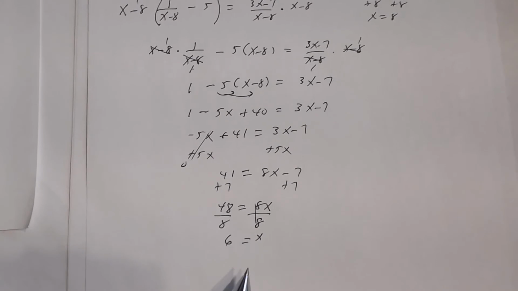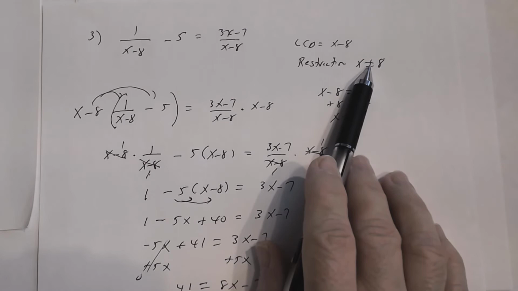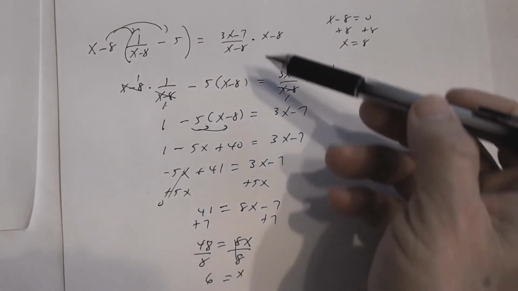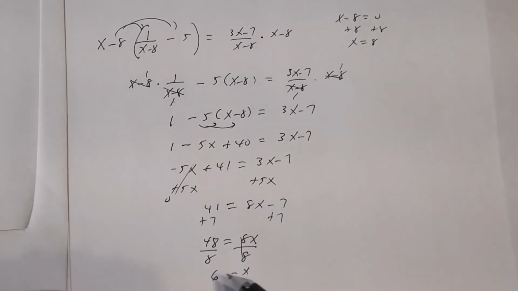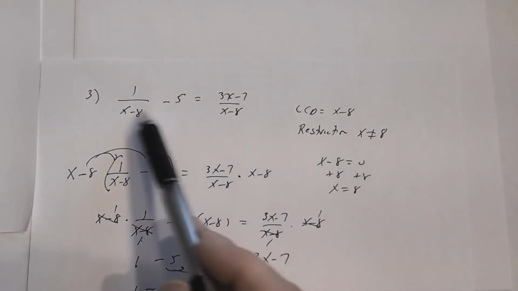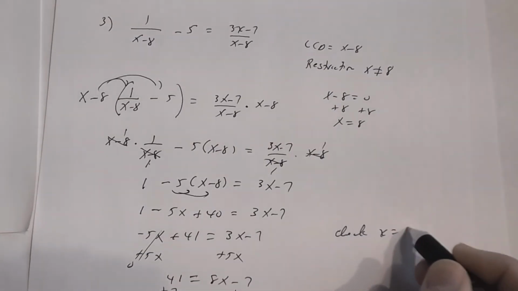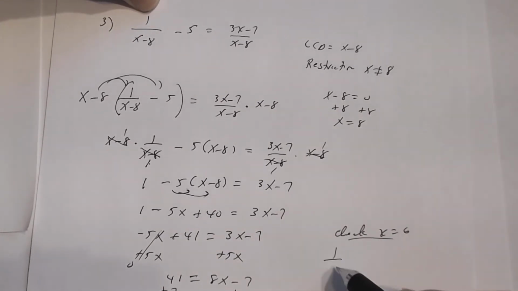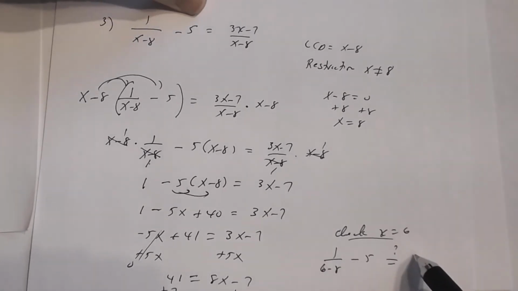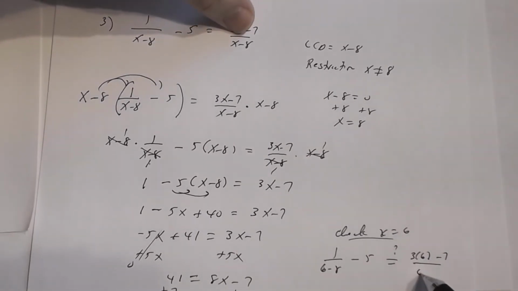and then next thing you do is check your restriction. So is 6 one of my restrictions? No. All right. So what that means then is if I did all this correct, then x equals 6 is a solution to the original equation. And if you check it, and that's easy to check here, x equals 6. So you go back to your original, and where we see the variable, you substitute 6. You have 1 divided by 6 minus 8 minus 5, and you want to see if that's going to equal 3 times 6 minus 7 divided by 6 minus 8.